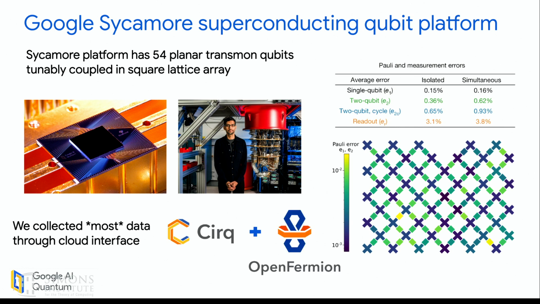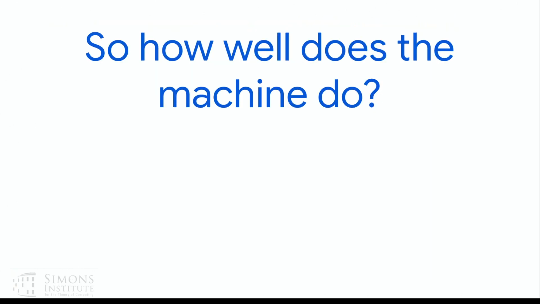We should say that most of the data for this experiment was collected through a cloud interface to the device, which our team is fish fooding. That means it's before dog food. We're sort of testing it out before we release this to the public. But we use Cirq to control the quantum computer, and we used OpenFermion for all of the chemistry-related parts of the calculation. All right, so with that, how well does the machine actually do?